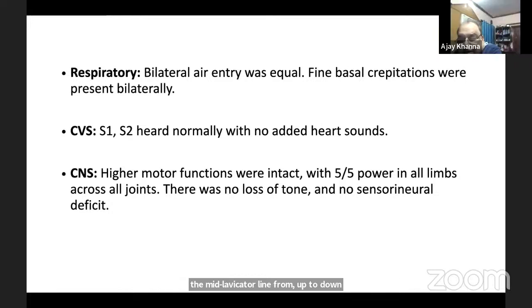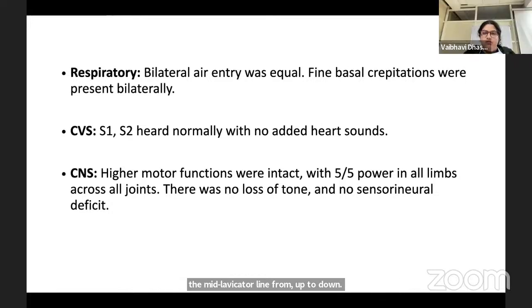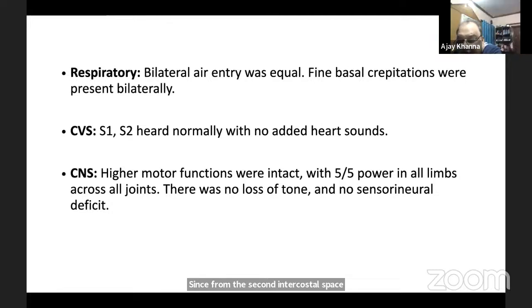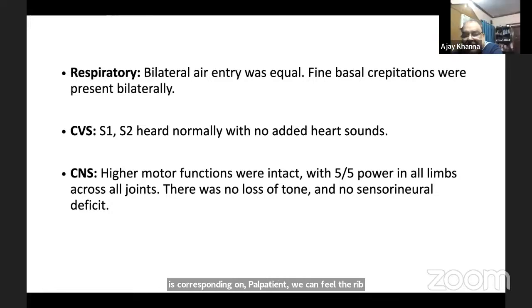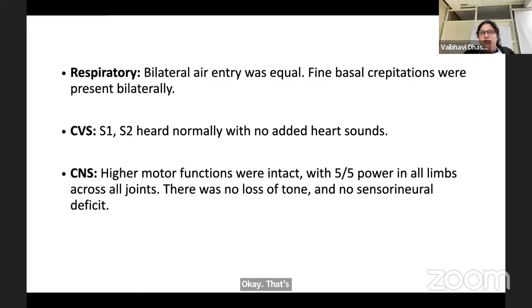From where will you do that percussion? So it's from the second intercostal space. How will you find the second intercostal space? So on palpation, at the angle of Lewis, the space corresponding to it, we can feel the rib and the space underlying it. So what is attached at the angle of Louis? What structure is attached?